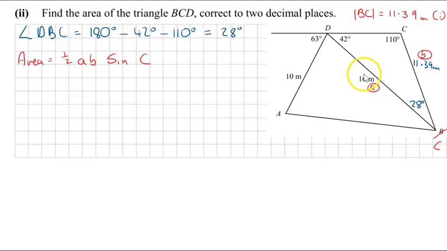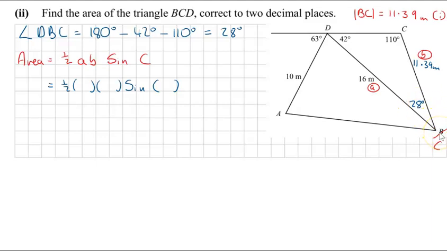So it doesn't matter if you call the 16 meters A and the 11.39 meters B, or vice versa, so long as one of them is labelled as A and one of them is labelled as B, because they're the two lowercase letters in the formula. So if that's lowercase a, then this must be capital A. And if this is lowercase b, then that must be capital B. So your other angle here must be capital C.